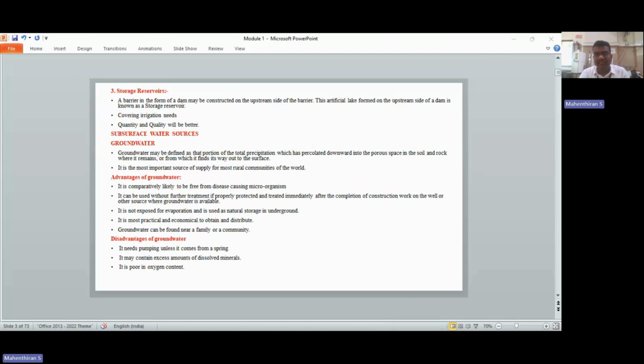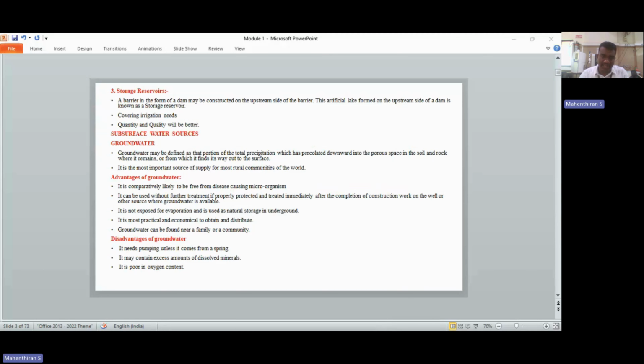Imagine rain falling on the ground. Not all water flows away as runoff. Some of it slowly seeps into the ground. This process is referred to as infiltration. As it moves deeper, it fills the empty space between the soil particles and the rocky layers. This stored water is referred to as groundwater.